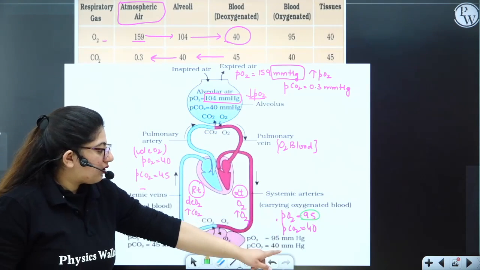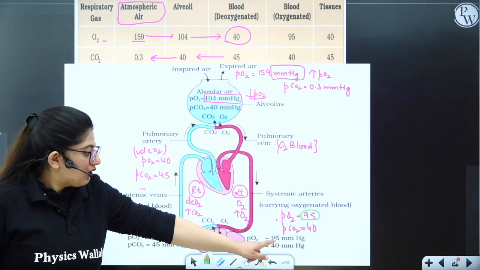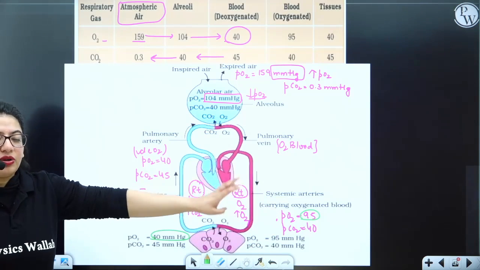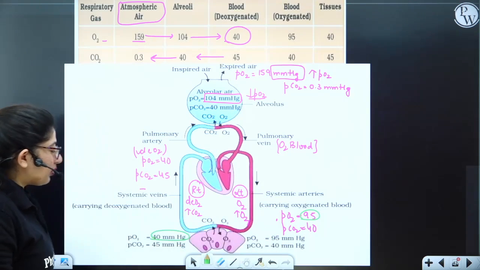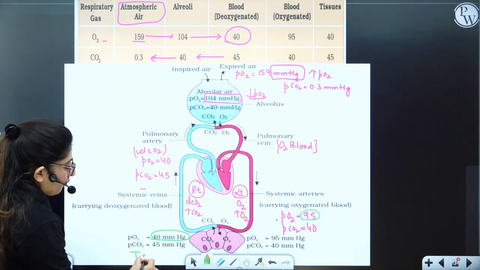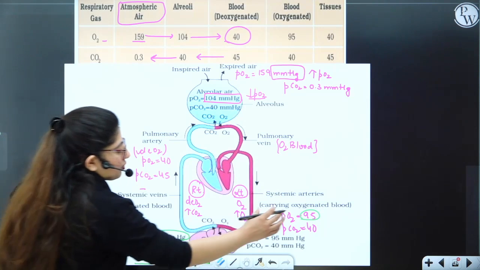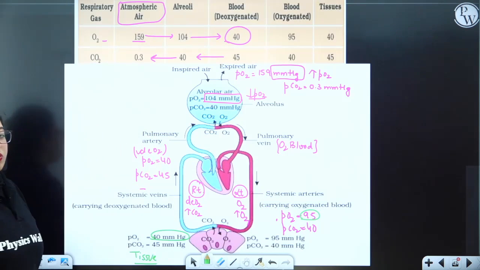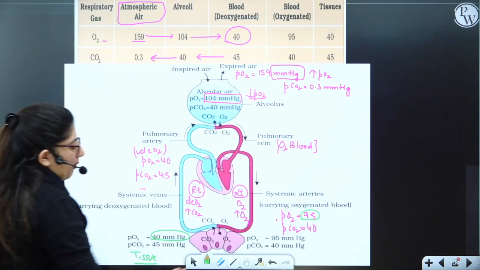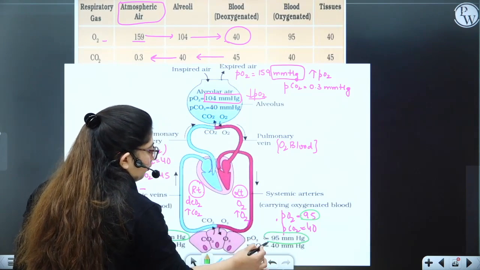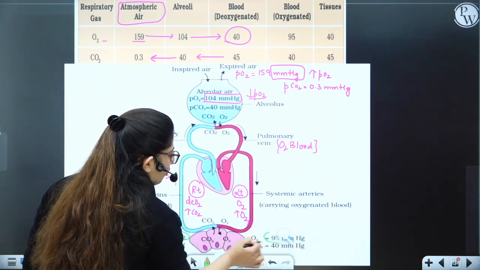So these are of the oxygen. So it's already written here. I have written it twice, so don't worry about that. So here these are the partial pressure of tissue and this is the partial pressure of your oxygenated blood. So here the partial pressure of oxygen is more. Let's just erase this one then if it's not required.